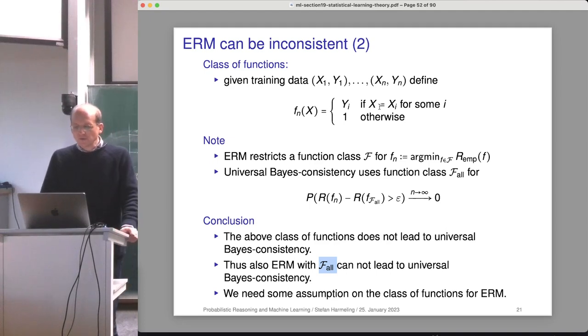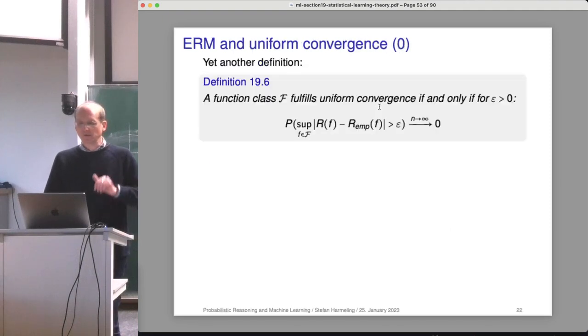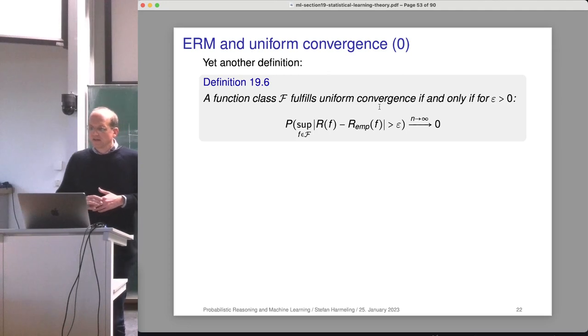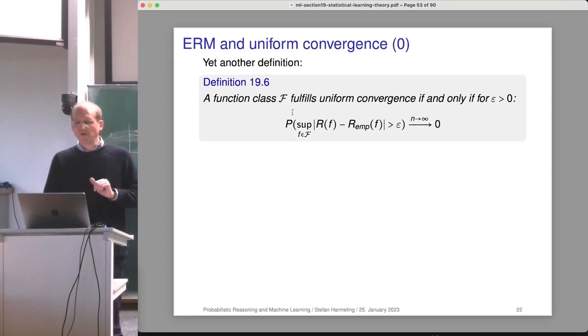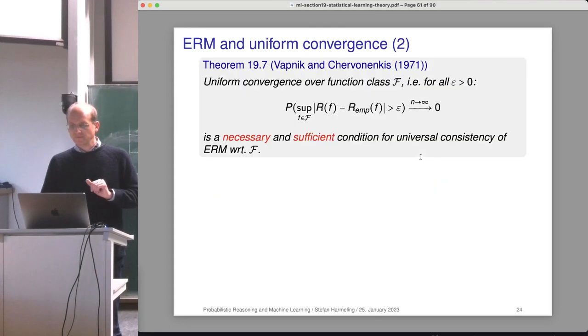So what we now need to do is have some assumption on the class of functions. We need to restrict those. Furthermore, we say a function class fulfills some other uniform convergence criterion if the following holds. And now if we can prove this for our class of functions, then we can show on the next slide that uniform convergence over some function class implies exactly what we want. So there's some other property, this uniform convergence for some particular class of functions. If we can prove that one, then we have everything that we want. Then we can prove universal consistency for the ERM.